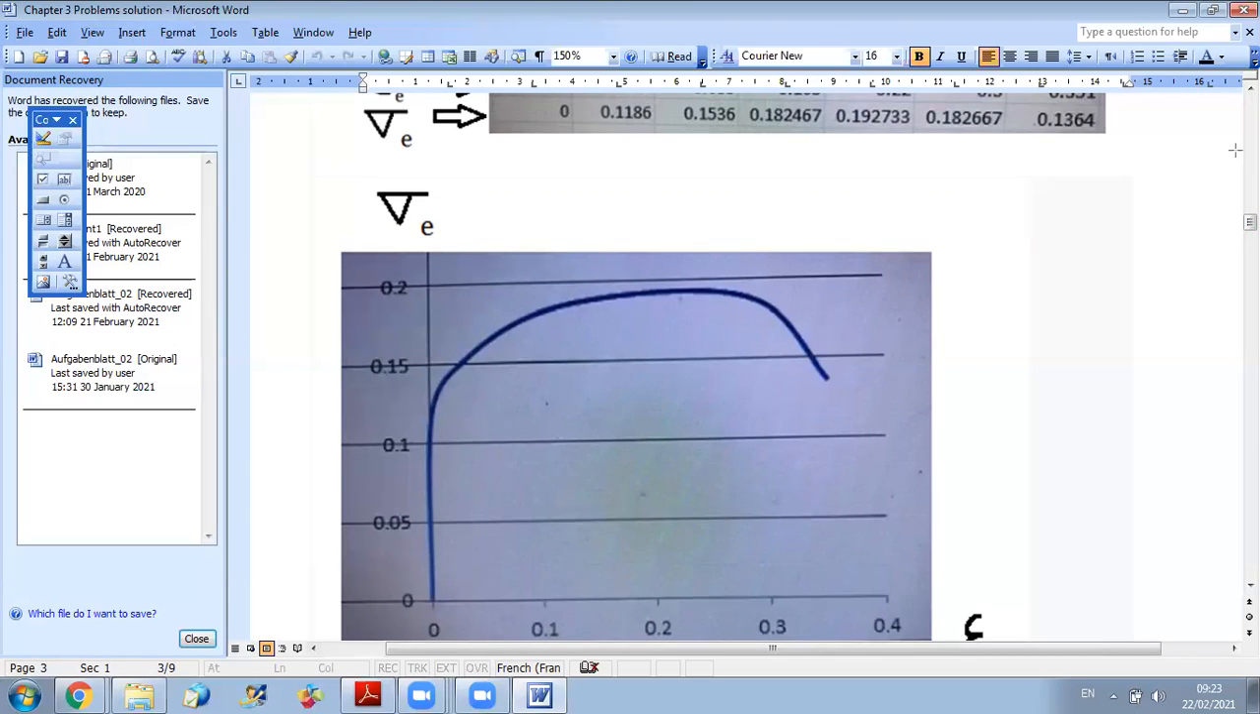Doctor, the flow curve equation only intersects the true curve, not the engineering curve? Yes, not the engineering curve, because the flow curve is sigma equals k times epsilon to the power n. Epsilon in this formula is the true strain. Okay, thank you. This is why we draw it with the true curve, not with the engineering curve.